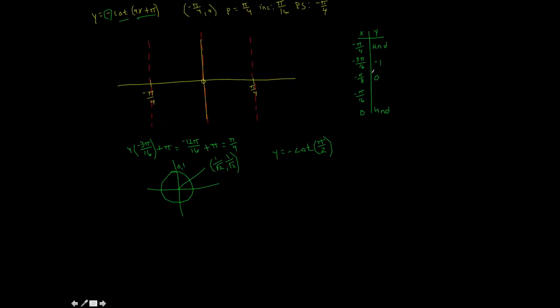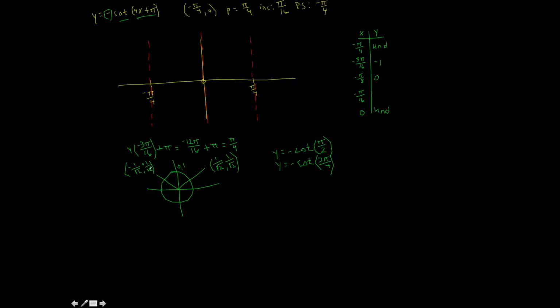Then take negative pi over 16, plug it in. So after you get your common denominator, you get y equals the cotangent of 3 pi over 4. So remember, 3 pi over 4 is right here. And the only difference in it and pi over 4 is we have a negative 1 over the square root of 2.